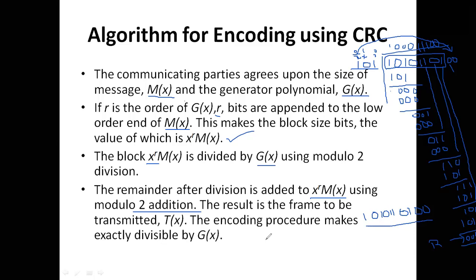We have to exactly divide by g of x, that is the polynomial here. This is the g of x and this is m of x. These two bits, the lower order bits, are considered as r. Okay, so this is the process of encoding, right? Then coming to the decoding process.